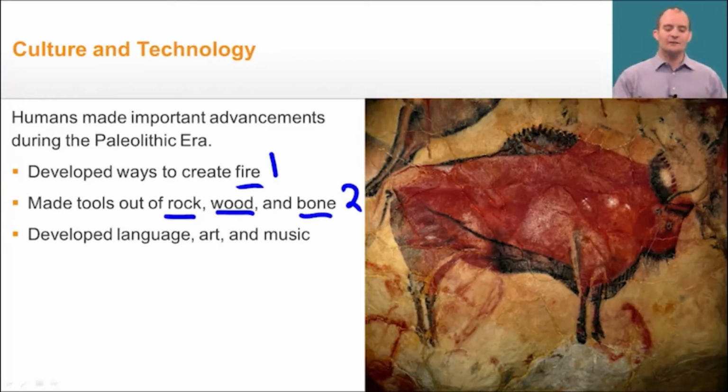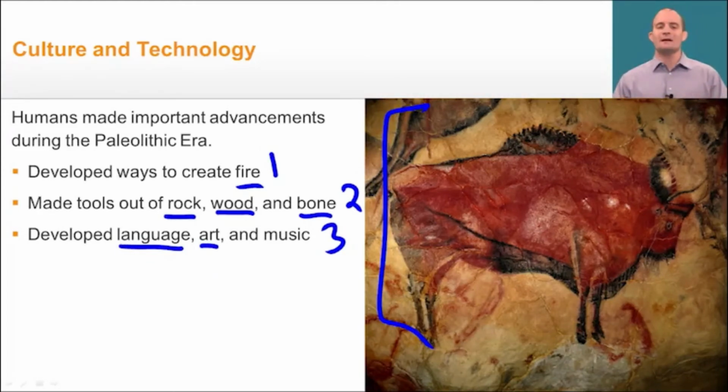In addition, they could use bone to make needles, or they could use wood and other rocks to make knives as well. Now third, in addition, they developed language, which is critical when you're hunting. They developed art, which you can see on the screen here. This is a cave painting in Spain.